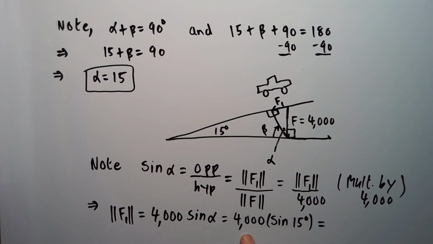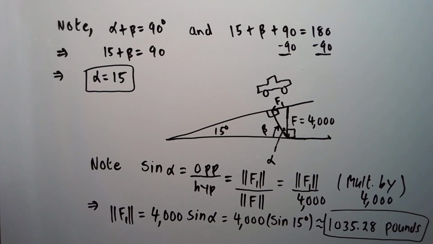Okay, so we have 4,000 times sine of 15. So plugging this into your calculator, you can check it's 1,035.28 pounds. Let me write it here. Okay, so there's my answer right there. So we're done with the question. All right, so let's leave it there.